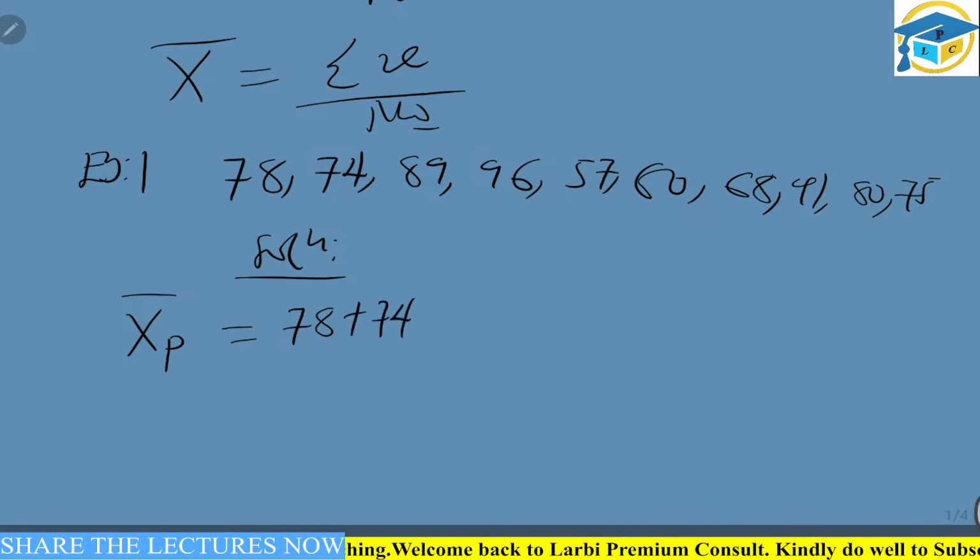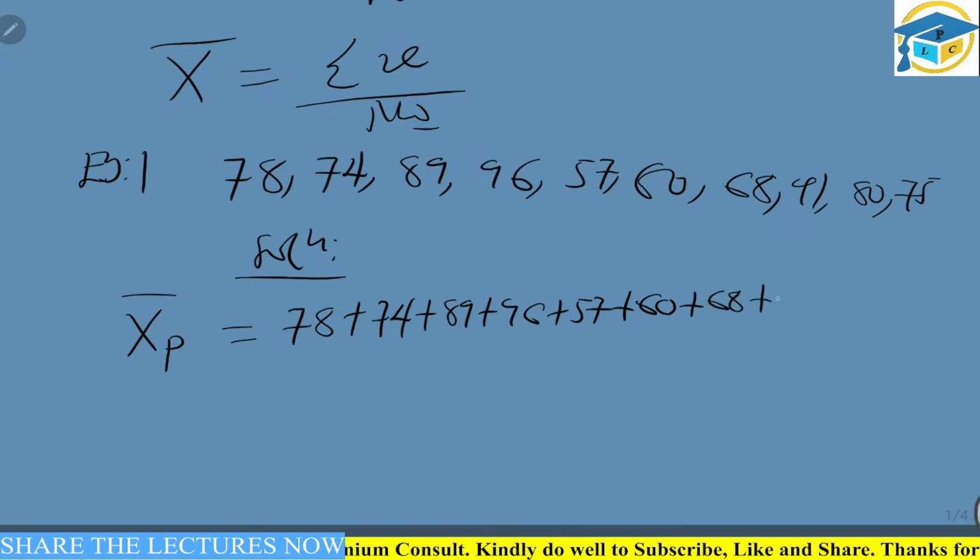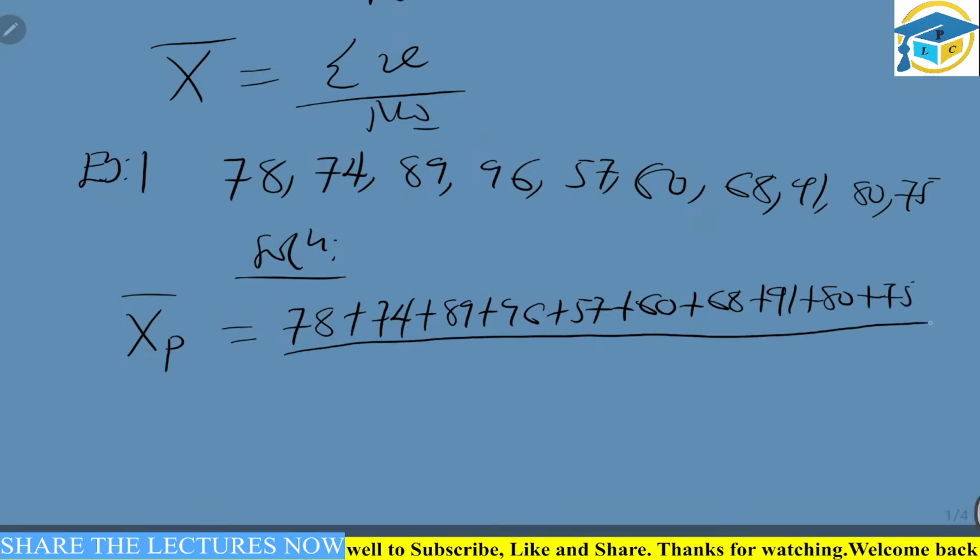So we have 78 plus 74 plus 89 plus 96 plus 57 plus 60 plus 68 plus 91 plus 80, and then plus 75, and then divided by the total number. Let's see how many data we have here: 1, 2, 3, 4, 5, 6, 7, 8, 9, 10. So we have 10 data values here, so we divide by 10. At the end of the day, whatever you get becomes your population mean.